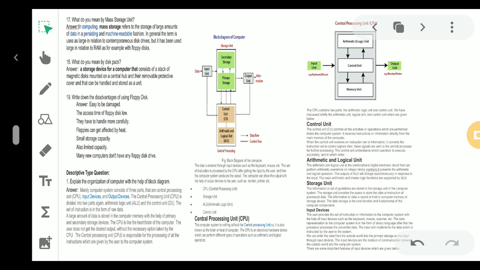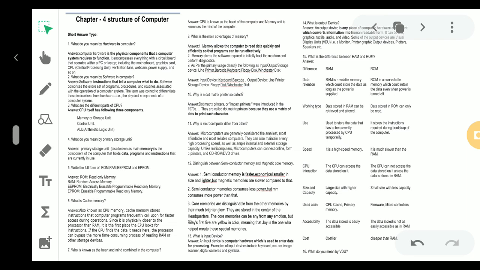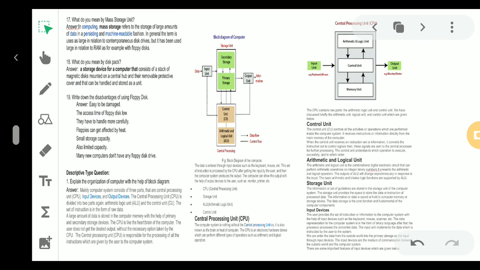Now next we are moving to the question: what do you mean by video? Video is actually a visual display unit. Okay, video. And next is what do you mean by the mass storage unit?